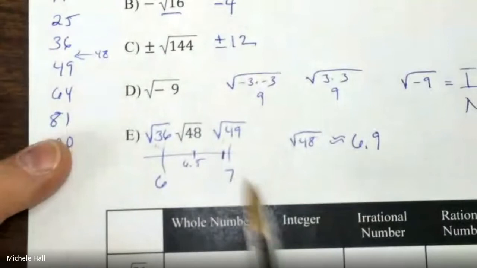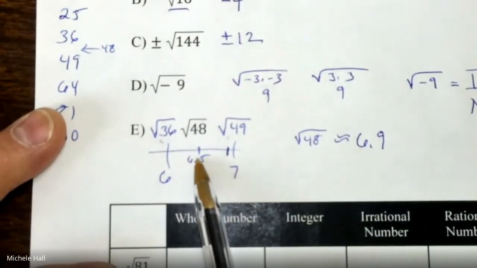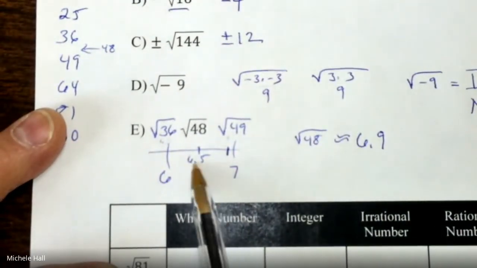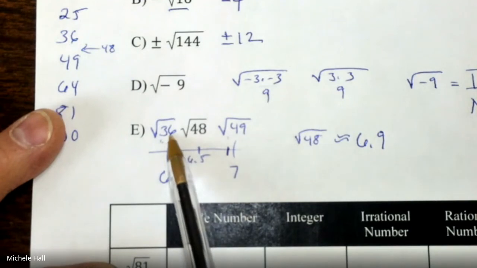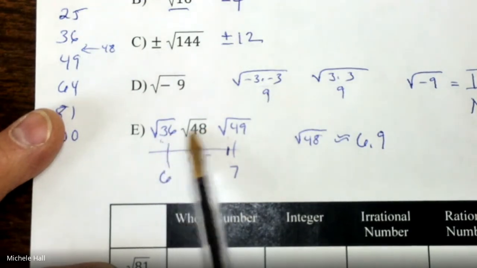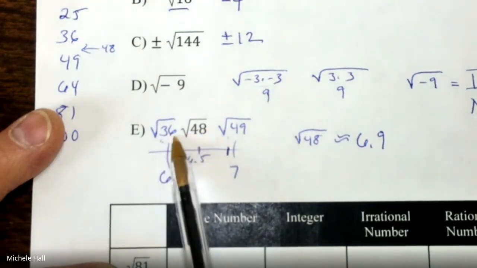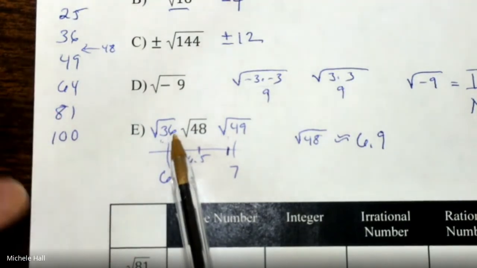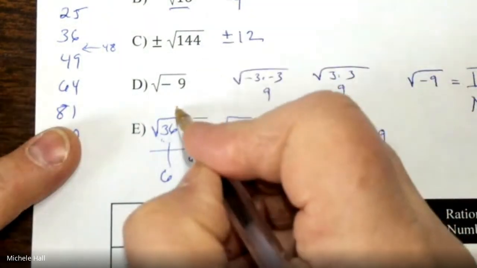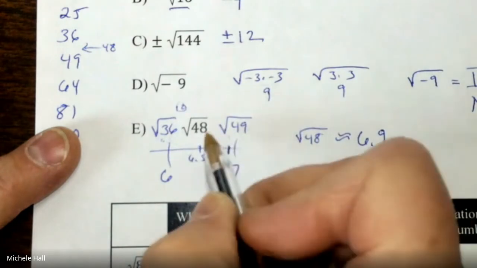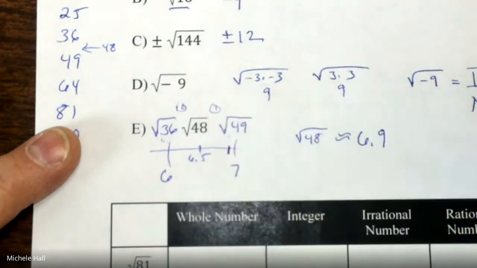I have one more question. How would I know if it was near the halfway mark? What would it look like if it was near the halfway mark? What's the distance from 36 to 48? How far away are they from each other? 36 to 40, and then 8 was going to be 12. They're 12 units away. And 48 and 49 are only 1 unit away.